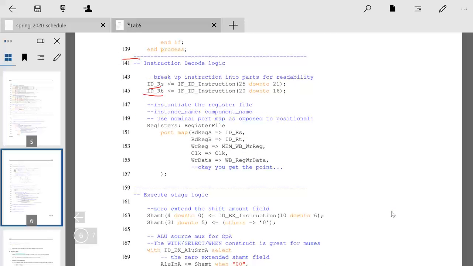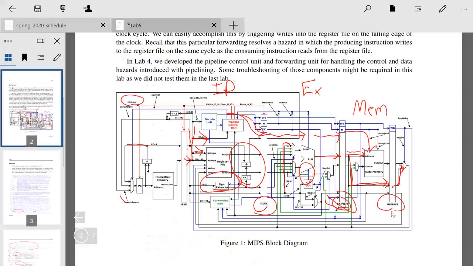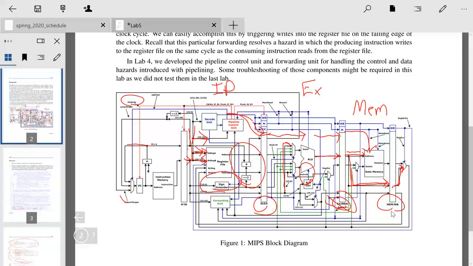Okay. And I started the instantiation of the register file. So notice here, on lines 144 and 145, we went ahead and created the ID RS and ID RT signals, and then in the instantiation here, we're wiring them up to our register file. So if we go back to the diagram, that's describing this part here, right, where we wire them up to our register file, here and here.